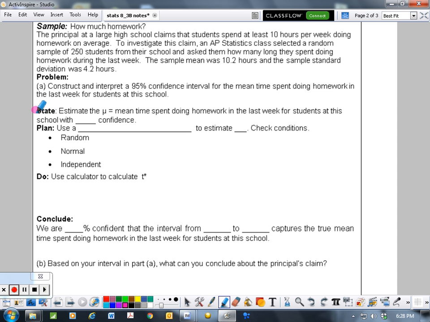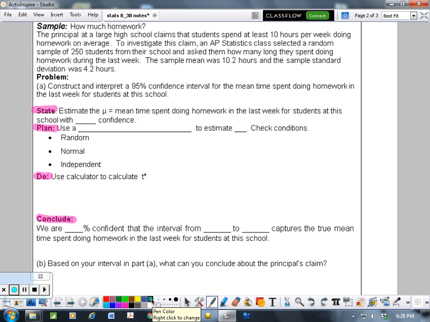We need to do our state, plan, do, and conclude portion, so we need to go through all those steps. So how much homework? A principal at a large high school claims that students spend at least 10 hours per week doing homework on average.